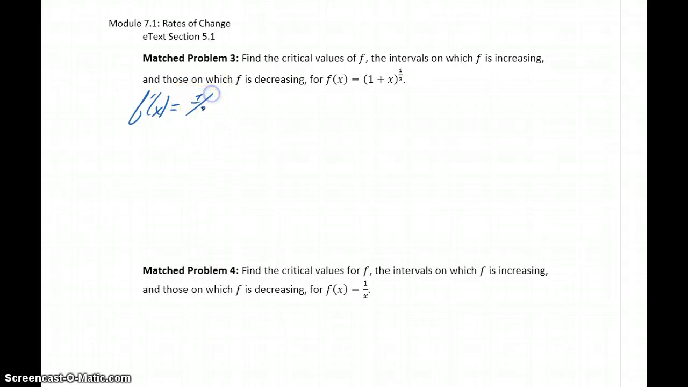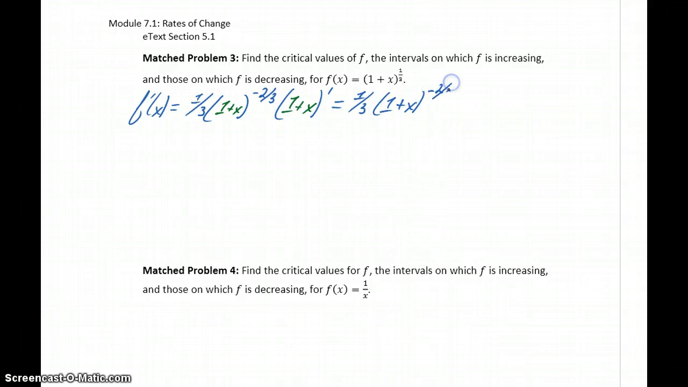So the derivative of this function will be 1/3 times that interior function, 1 plus x, raised to the negative 2/3 power, and then times the derivative of that interior function. So the derivative of 1 plus x is just going to be 1, which gives us 1/3 times 1 plus x to the negative 2/3.